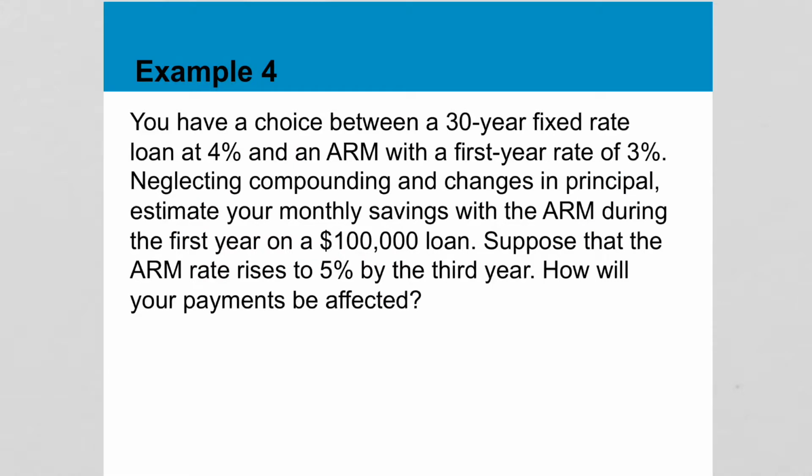And our last example says you have a choice between a 30-year fixed rate loan at 4% and an adjustable rate mortgage with a first-year rate of 3%. Neglecting compounding and changes in principal, estimate your monthly savings with the ARM during the first year on $100,000 loans. Then, suppose that the ARM raises to 5% by the third year. How will your payments be affected?